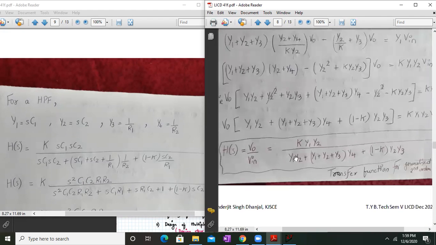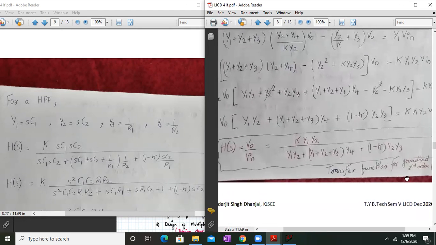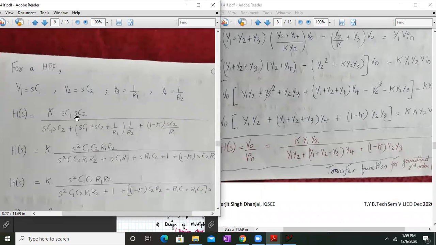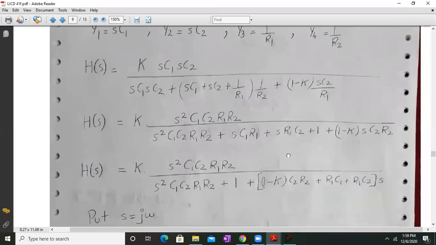So let us continue. In this generalized second order filter transfer function, which we derived in the last lecture, we'll directly use this now. So we substitute the values over here, K, S C1 and S C2 instead of Y1 and Y2, and instead of Y3 we substitute 1 upon R1, and instead of Y4, we substitute 1 upon R2. So we can continue our discussion over here. I am not going through all the steps. I'll just keep it for 5 seconds so that you can work it out on a piece of paper.